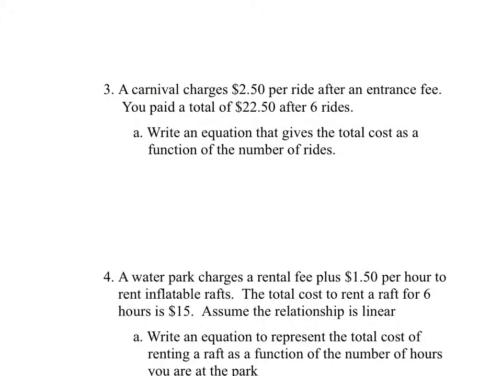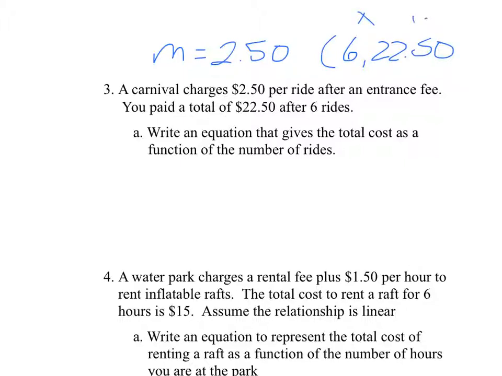You just did slope-intercept in one of the other wraps. So if you remember, we did a problem very similar to this. I'm going to give you your slope, and I'm going to be giving you an ordered pair. So m is 2.50, and the ordered pair is 6 and 2250, x and y.